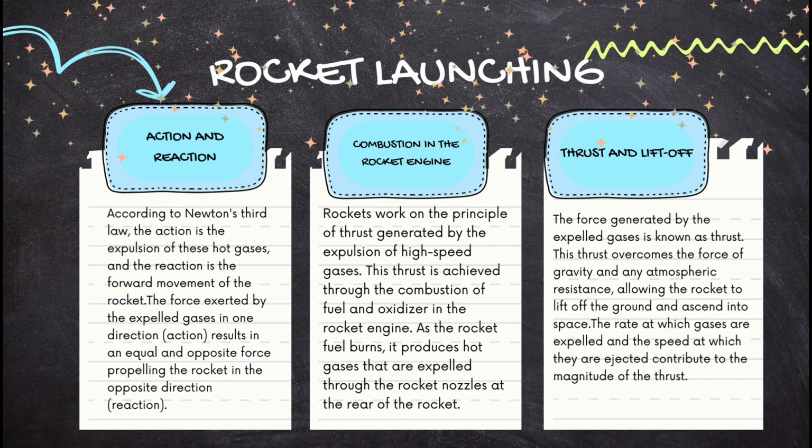The force exerted by the expelled gases in one direction results in an equal and opposite force propelling the rocket in the opposite direction. The second one is combustion in the rocket engine. Rockets work on the principle of thrust generated by the expulsion of high-speed gases. This thrust is achieved through the combustion of fuel and oxidizer in the rocket engine. As the rocket fuel burns, it produces hot gases that are expelled through the rocket nozzles at the rear of the rocket. The third one is thrust and lift-off.